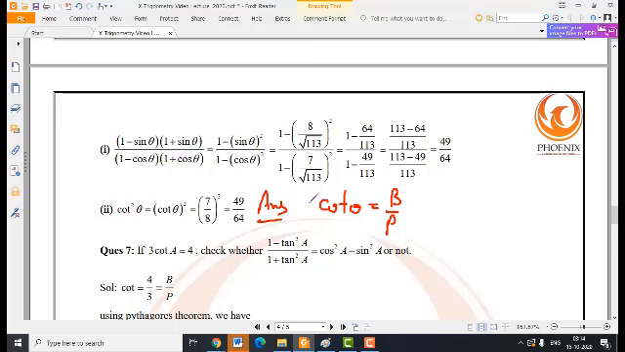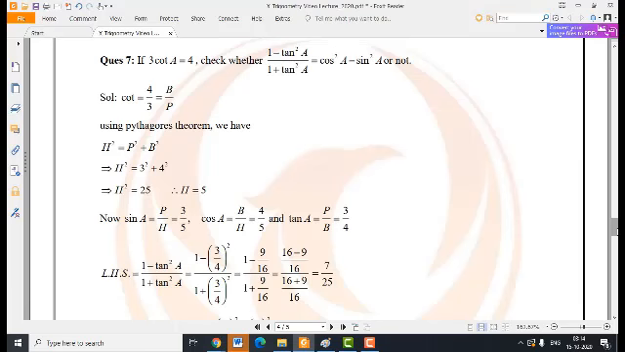Okay, so far we have discussed 6 questions based on the same concept that we studied in the beginning, that is 6 different trigonometric ratios defined in terms of perpendicular, base and hypotenuse. So if 3 cot A is equal to 4, check whether (1 minus tan square A) upon (1 plus tan square A) is equal to cos square A minus sin square A or not. So we need to verify whether the two expressions are equal to each other. Let us start with the same method.